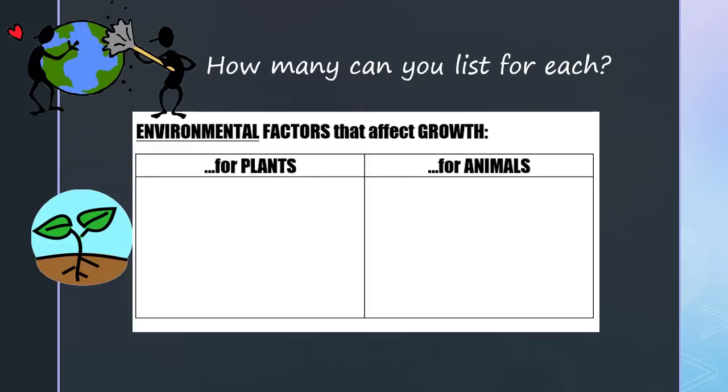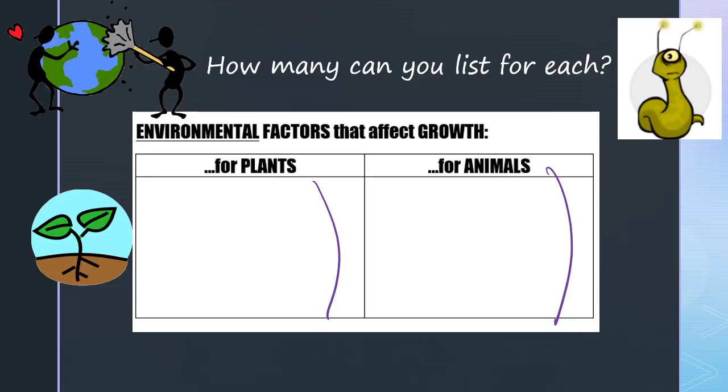So hopefully you gathered several items for both plants and for animals here. That's something that we'll debrief probably tomorrow. Also, go back and think about your alien gizmo, your inheritance gizmo. What were the factors that influenced the size of the alien? And did you account for that over here?